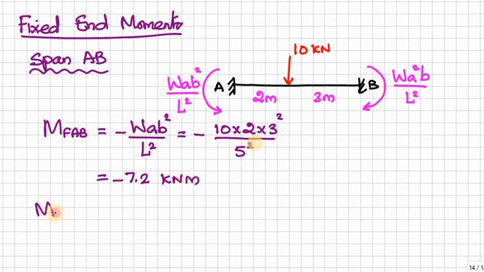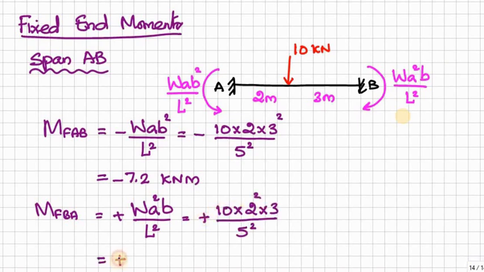Similarly, MFBA is equal to plus, because this is in the clockwise direction, plus W a squared b by L squared, which is equal to plus 4.8 kilonewton meter.